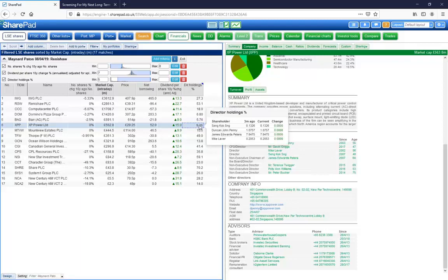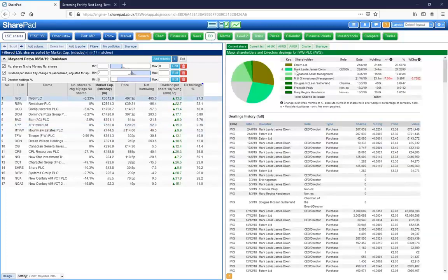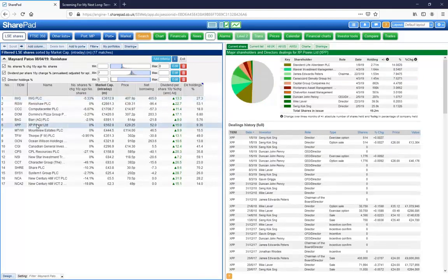The directors own 9%, and if we click on DD, here we go. We can find the directors up here, and James Edward Peters, who's the chairman, owns 8% of the company, and the company's worth 562 million. So he has about 40 million pounds riding on the share price. So that's good. Hopefully he's going to look after all shareholder interests here. Let's look at the summary now.